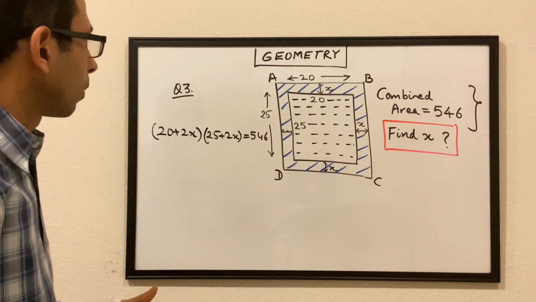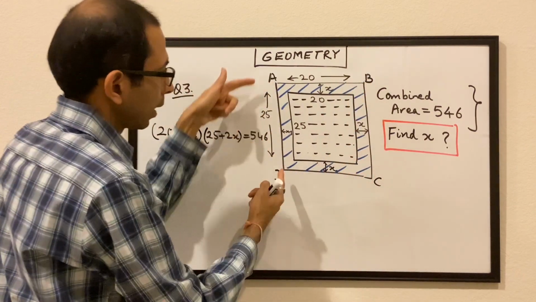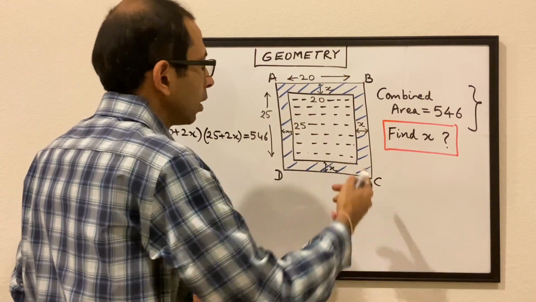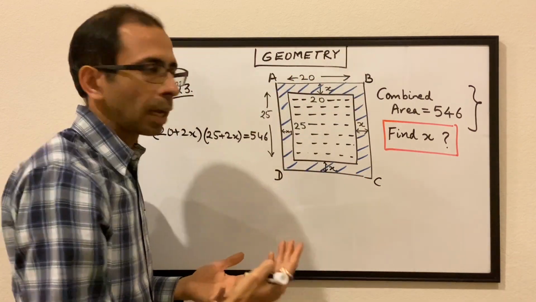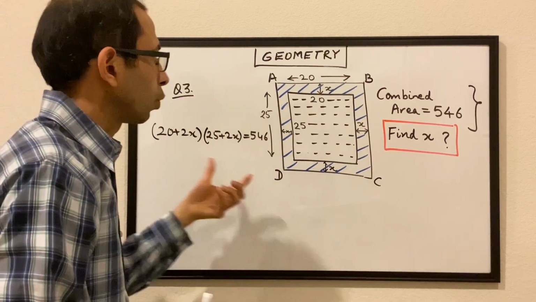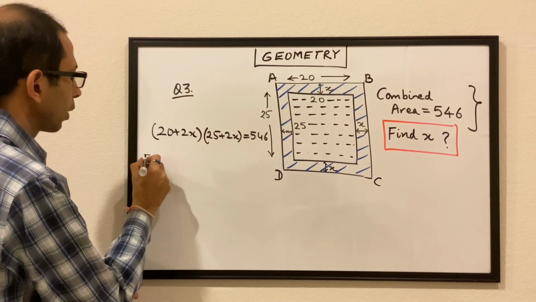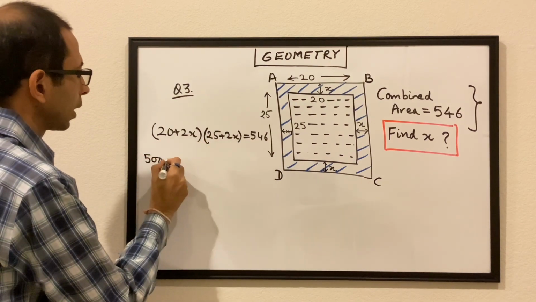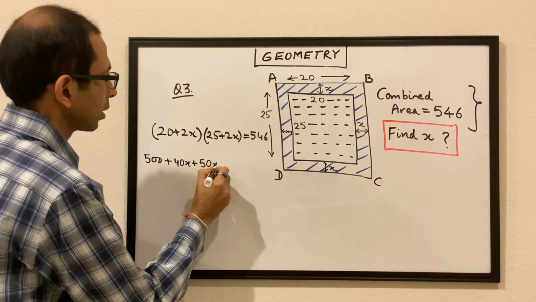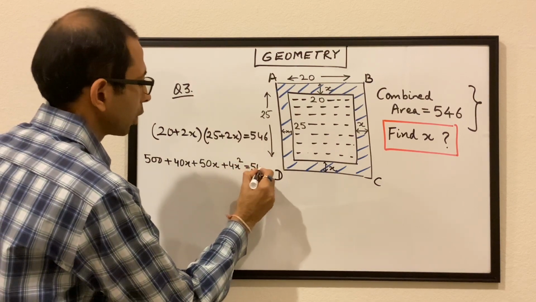So pretty straightforward question. There's no complexity as such here. The length of AB is 20 plus 2x, the length of AD is 25 plus 2x, and we have been given that the area, which is nothing but length times width for a rectangle, is 546. So we get this equation, and we can solve this equation to find the value of x. So let's see. So we expand this, we get 500 plus 40x plus 50x plus 4x square is equal to 546.